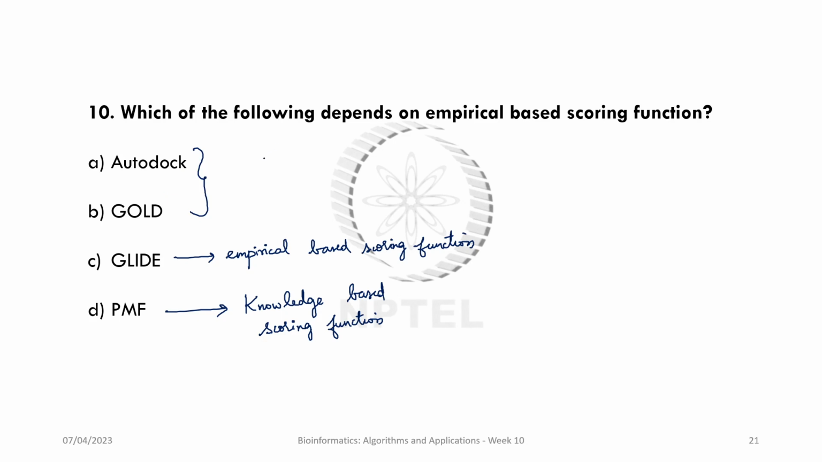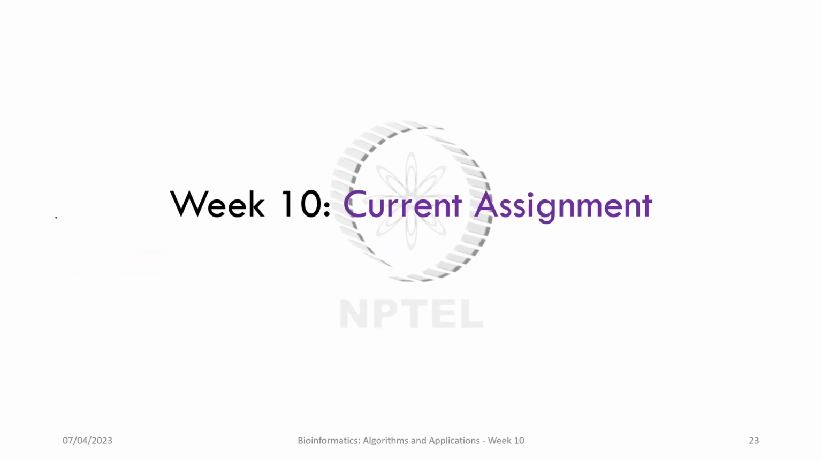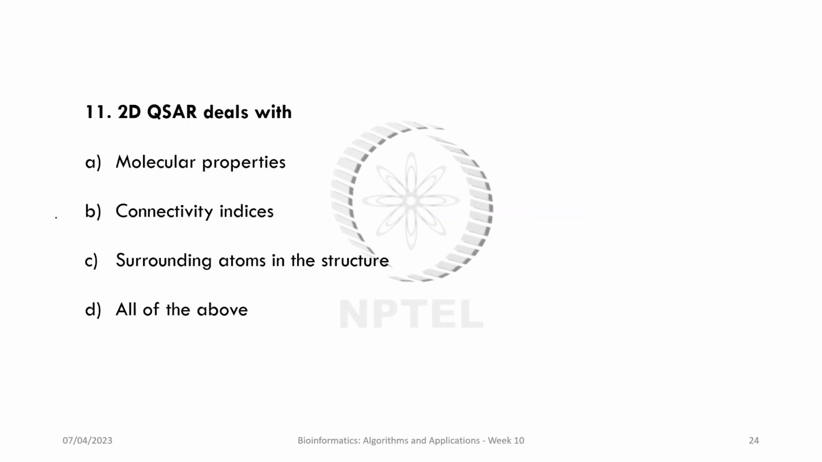Autodock and Gold, on the other hand, are force field based scoring functions. Therefore, for the question of which is empirical based, Glide is the answer. With that, we move into the current year's assignment for week 10, which most of you would have solved and submitted by now.